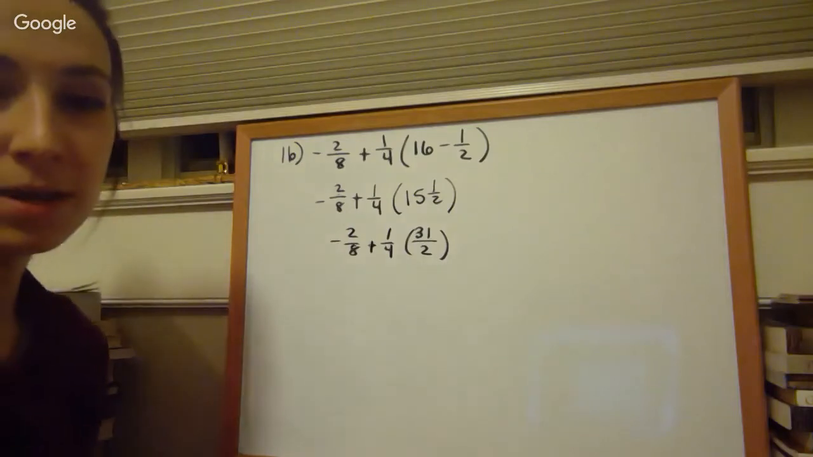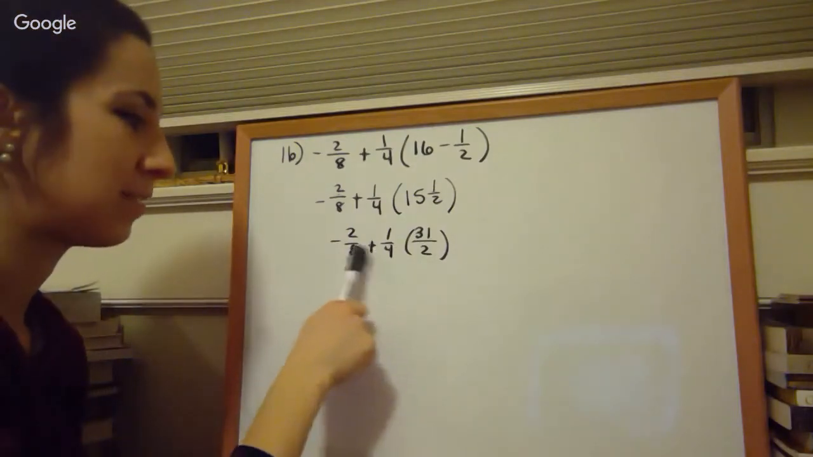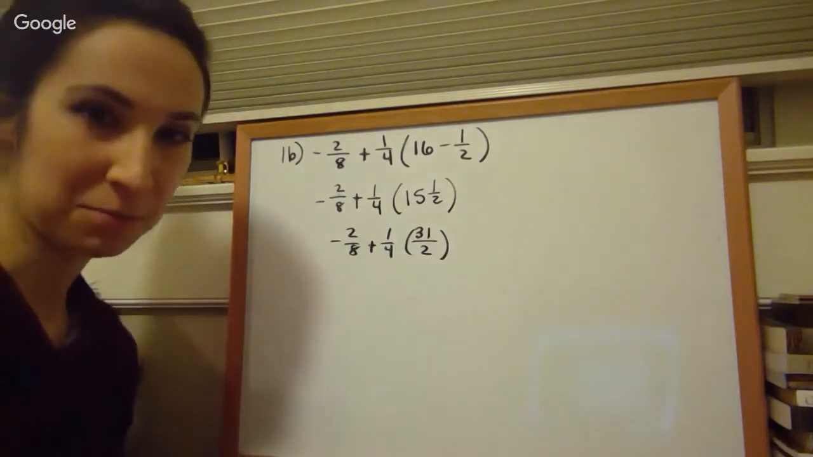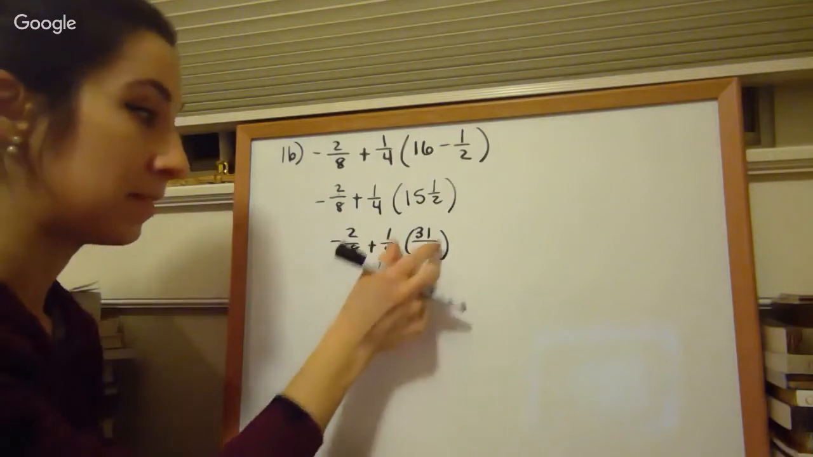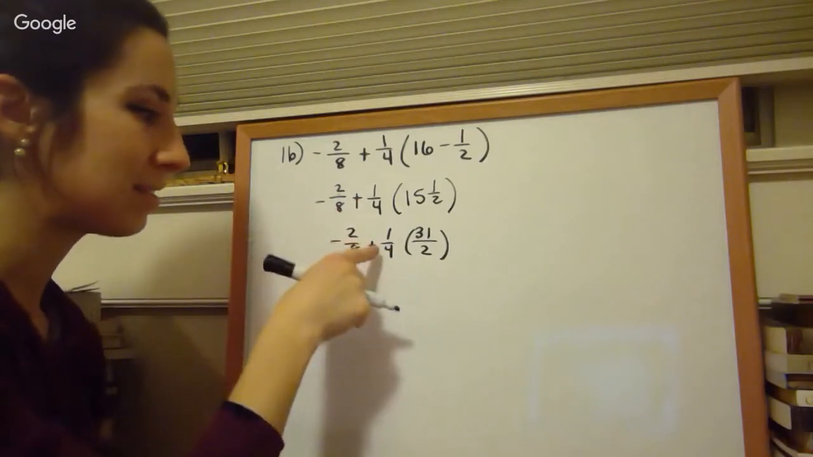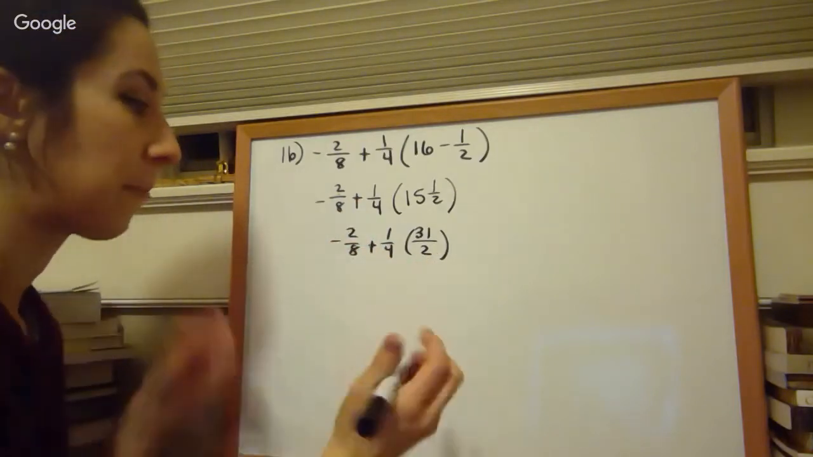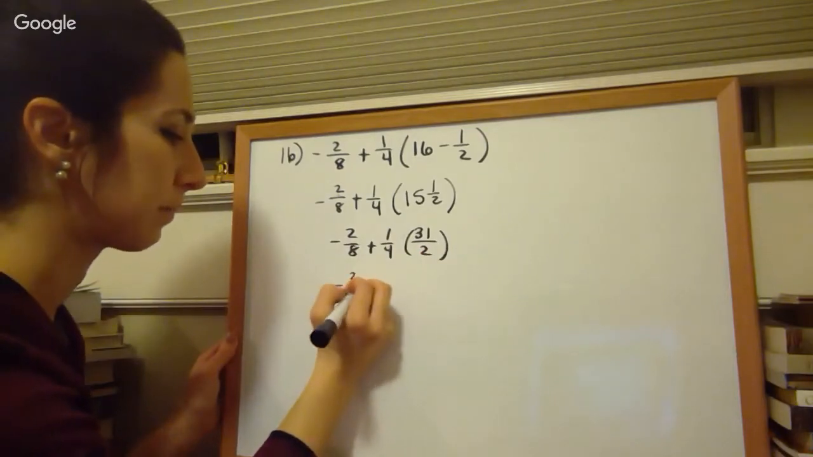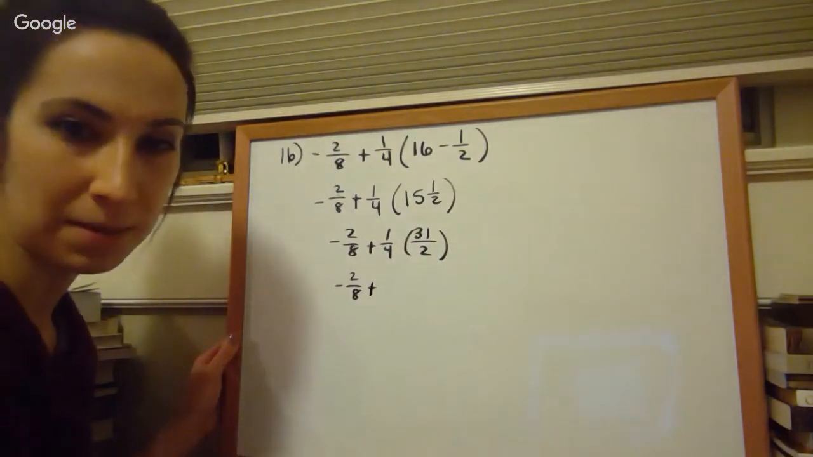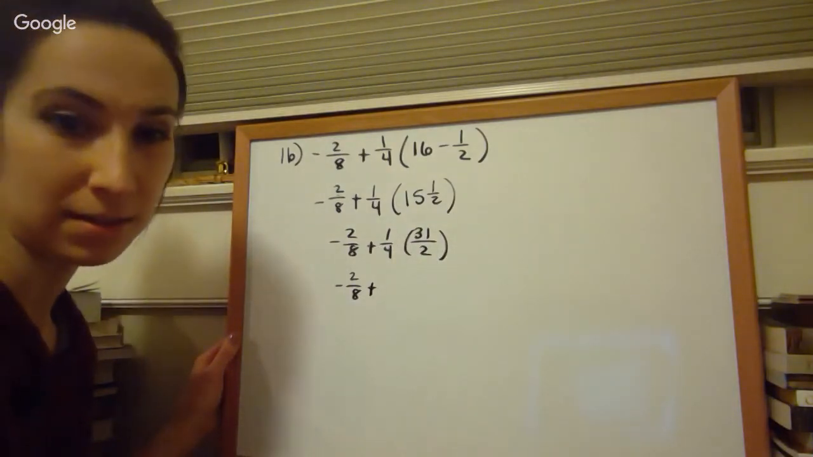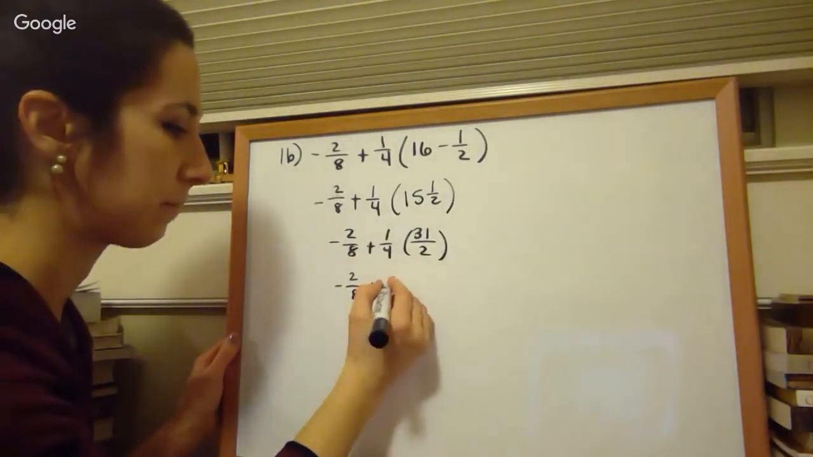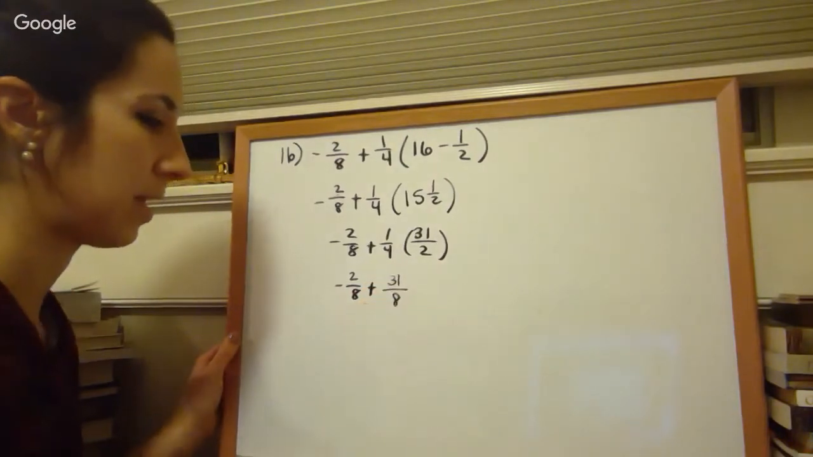Okay, now it's going to be very tempting to want to add these two fractions together out front, but you cannot because by order of operations, you have to multiply first. And this right here is multiplication. This would be addition. So as much as you might want to add these, don't. You actually have to multiply first. So we would have -2/8 plus, now when you multiply fractions, there's no need to get a common denominator. You can get one, but it's not necessary. So we multiply right across, 1 times 31, and then 4 times 2, which is 8.